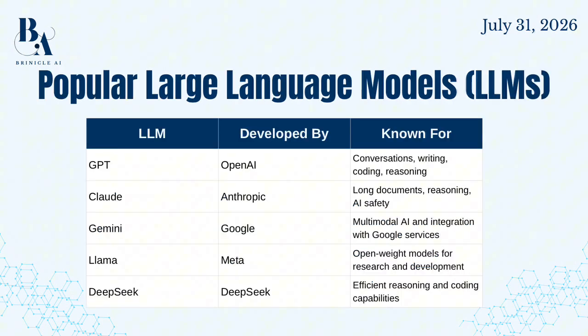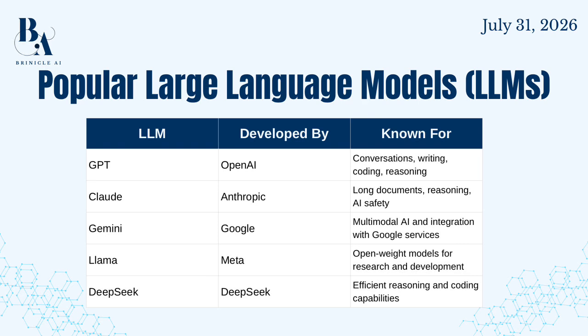Today, there isn't just one LLM. Many companies have developed their own models, each with different strengths and design choices. OpenAI developed ChatGPT, Anthropic created Claude, Google built Gemini, Meta released Llama, and DeepSeek introduced its own family of models. While these models may differ in performance, safety approach, multimodal capabilities, and efficiency, they are all based on the same fundamental concept we have discussed throughout this session: learning language patterns from massive datasets to predict and generate text.